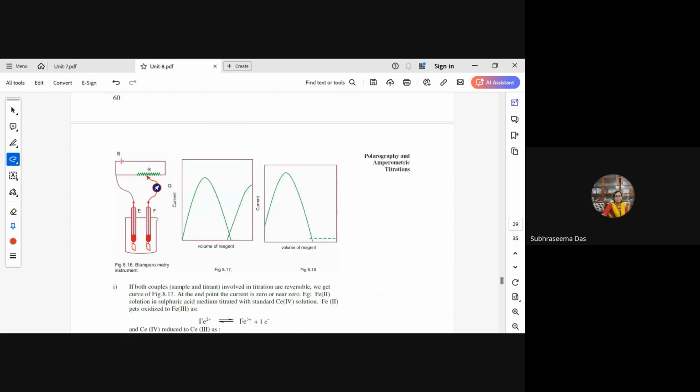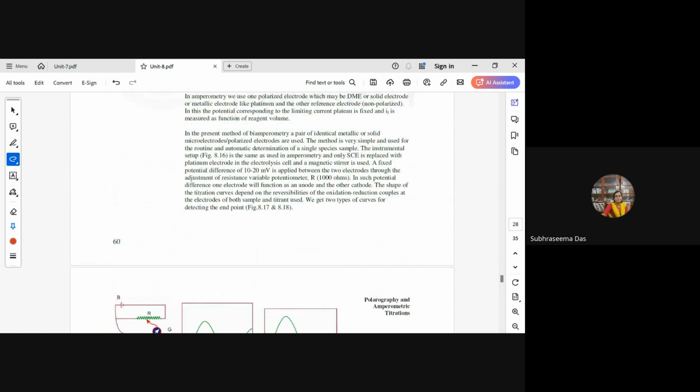The instrumental setup has been shown in figure 8.16. The setup is very simple. It is the same as that used in amperometry, but here the standard calomel electrode is replaced with a platinum electrode in the electrolysis cell and a magnetic stirrer is used. A fixed, known potential difference is applied between the two electrodes through the adjustment of resistance with a potentiometer. At such a potential difference, one electrode will function as an anode and the other behaves as a cathode.